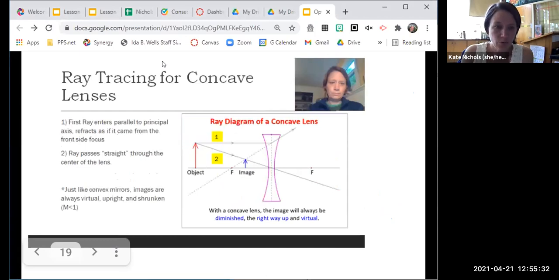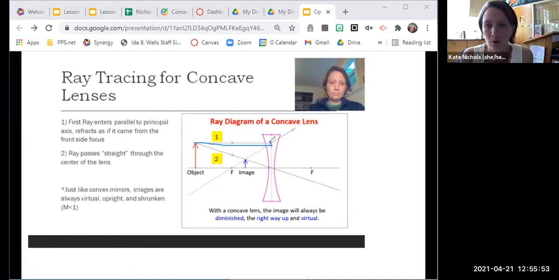And then our last situation is the concave lens, which is a diverging device. So light rays are going to go in parallel and then bend away from that device, away from a focal length located on the front of that device. So you do the same thing as always. You start with your object, you pick your 2 light rays. The first one goes in parallel.